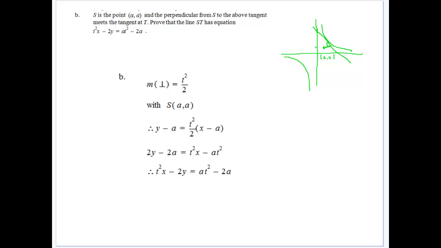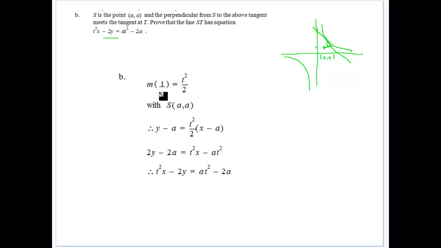So the next part, B, here wants a point S, which is (a, a), and it's perpendicular. The perpendicular from S to the tangent meets it at T. So there's T and there's S. And it's perpendicular there. Prove that ST has that equation.